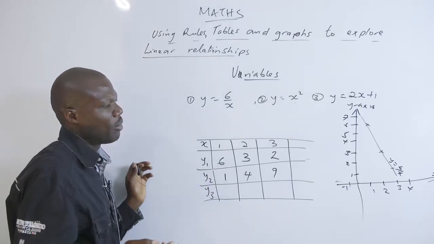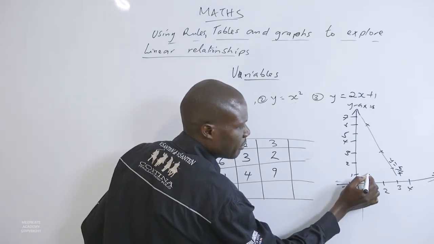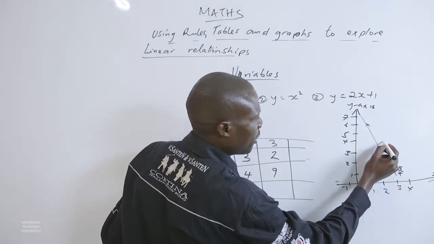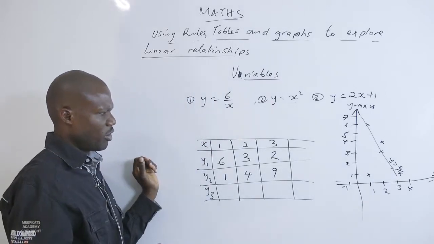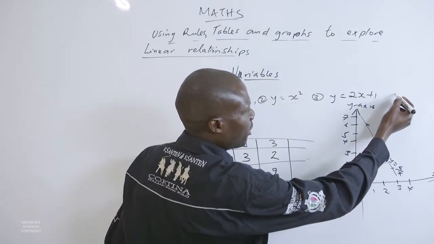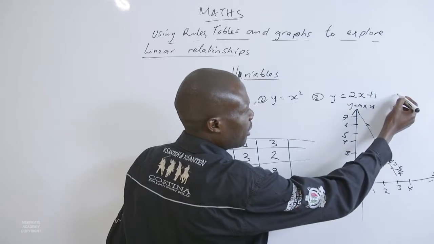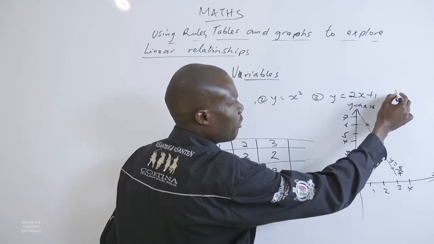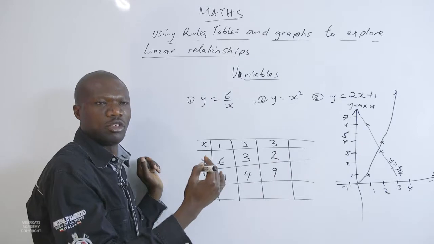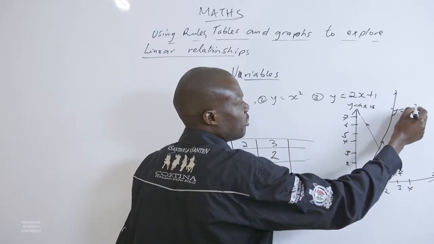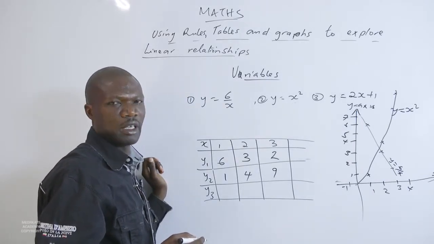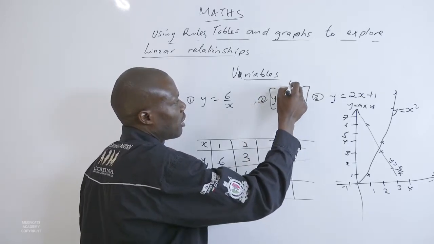If I am to estimate, (1, 1) will be somewhere here. Then (2, 4) will be somewhere here. We have it there. Then we are moving on to (3, 9). We are very keen: 3 is here, and 9 will be somewhere up. So you'll find that we are forming a curve. So the equation y equals x squared is a curve. It's not a straight line. That's why we said this one will be a curve.